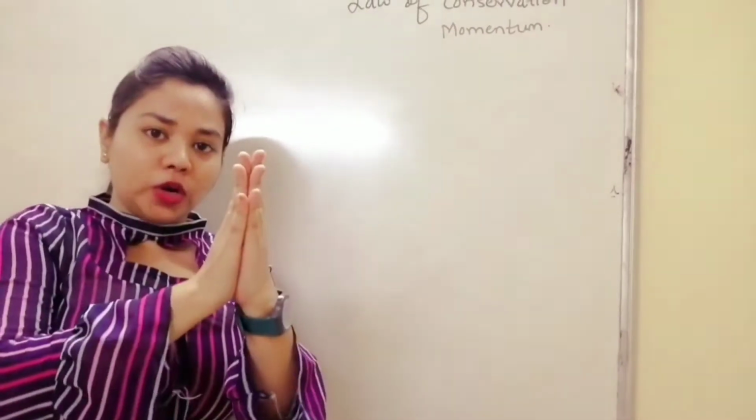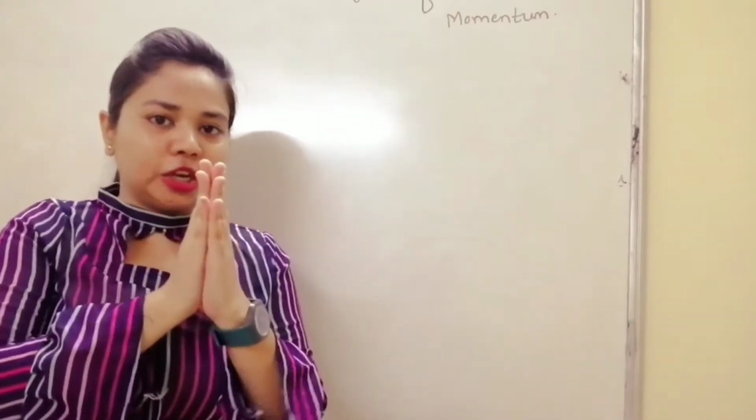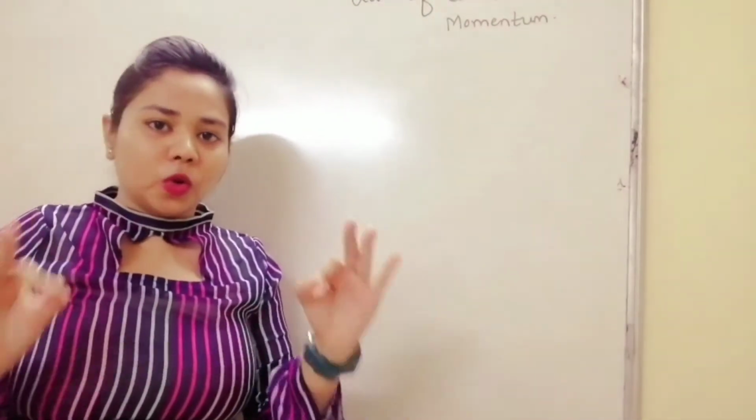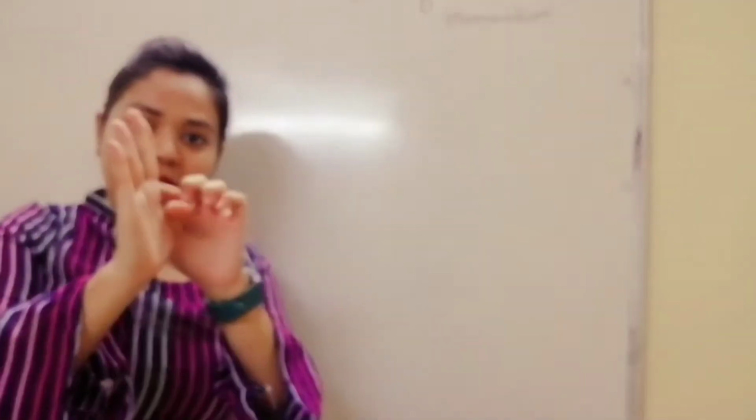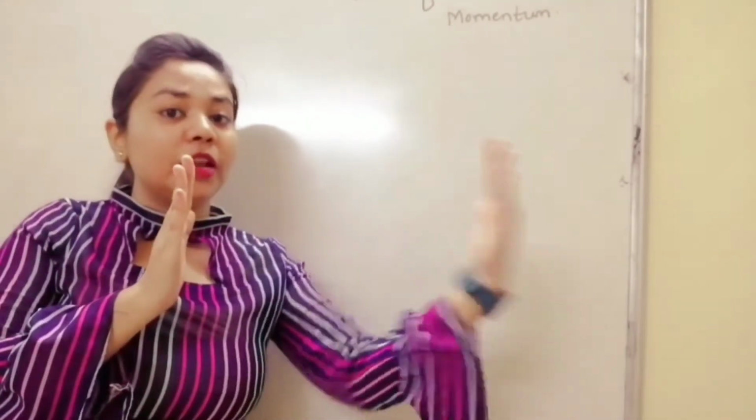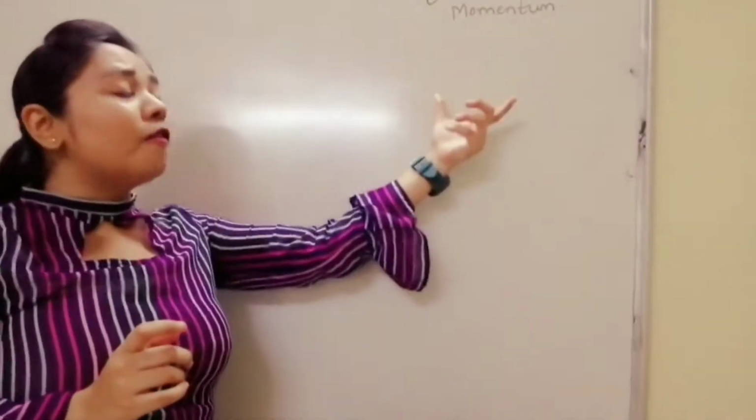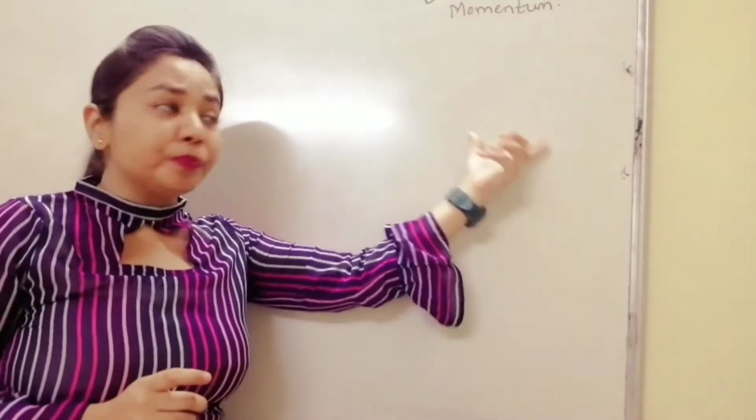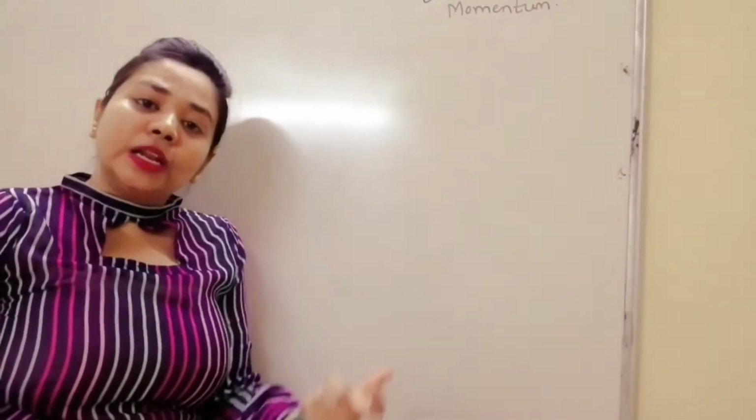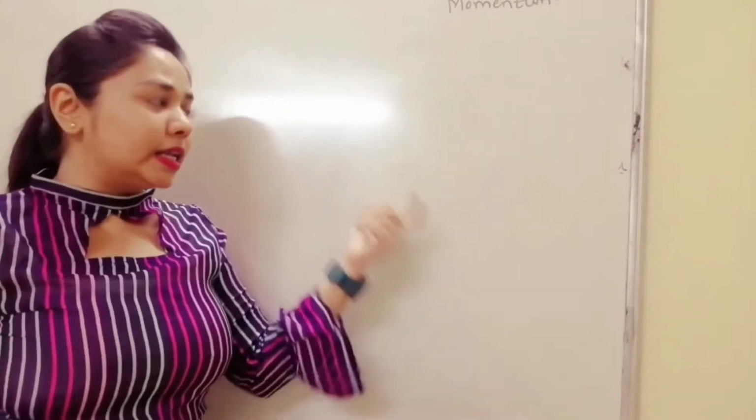So before collision, meaning a hit is called a collision. So before collision and after collision, the momentum, mass into velocity, will remain the same. My right hand has more momentum, and the same will be the momentum of my left hand after collision. So this is called the law of conservation of momentum. Momentum before and after collision remains the same, or the final momentum is equal to the initial momentum. Now how is it possible, let us study.